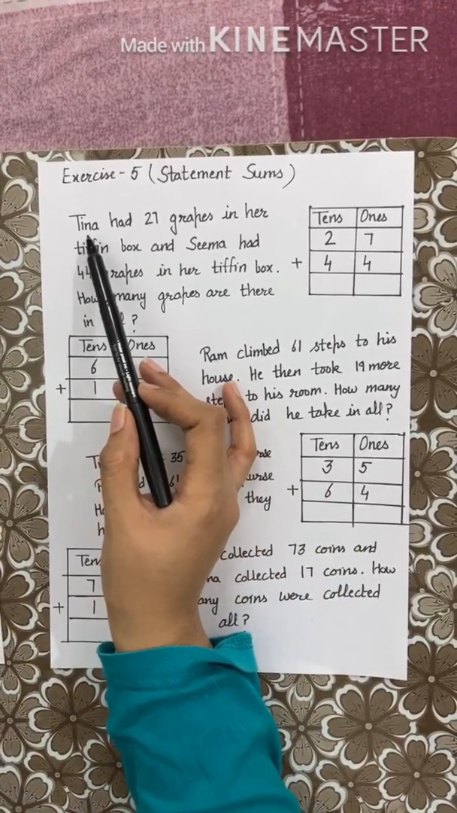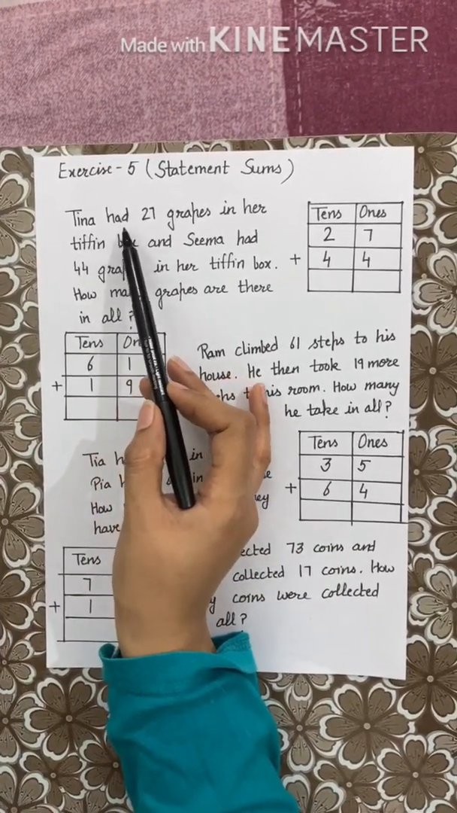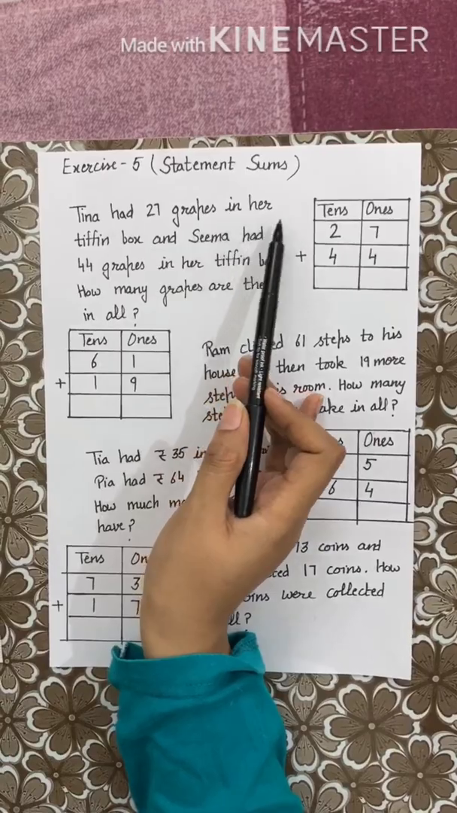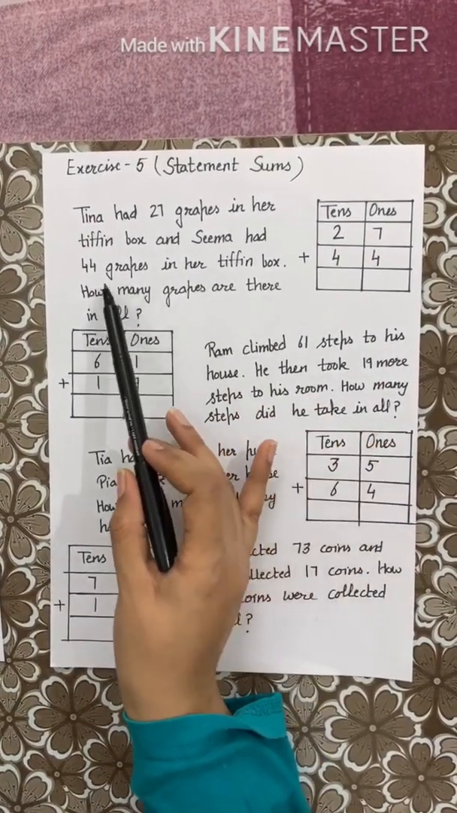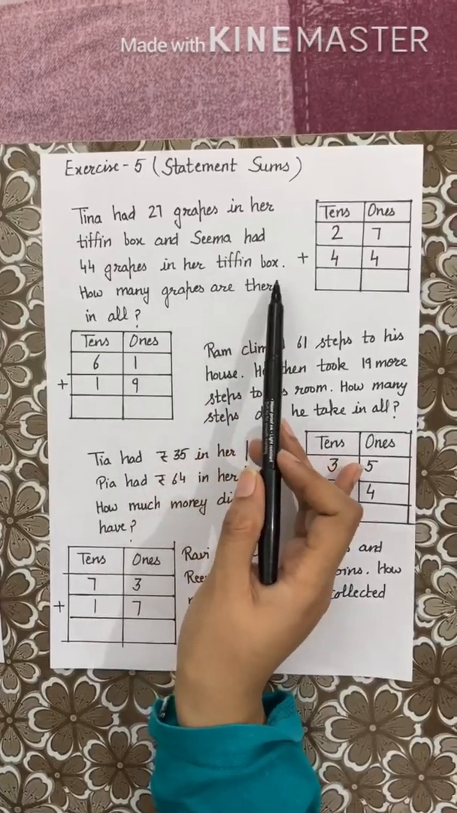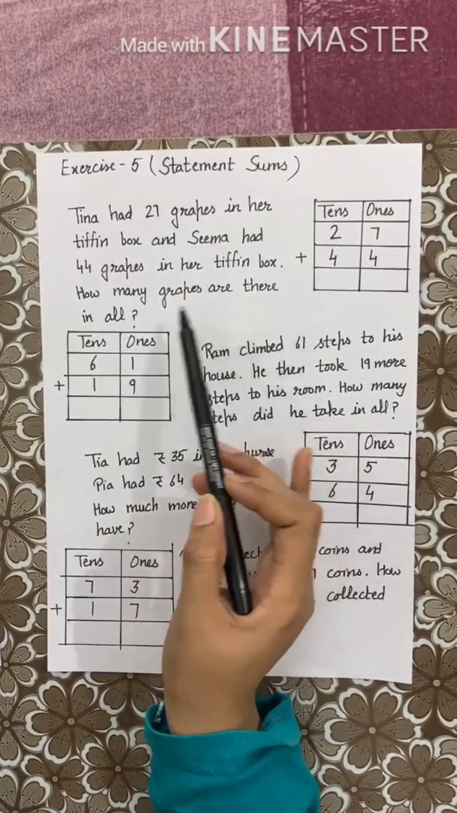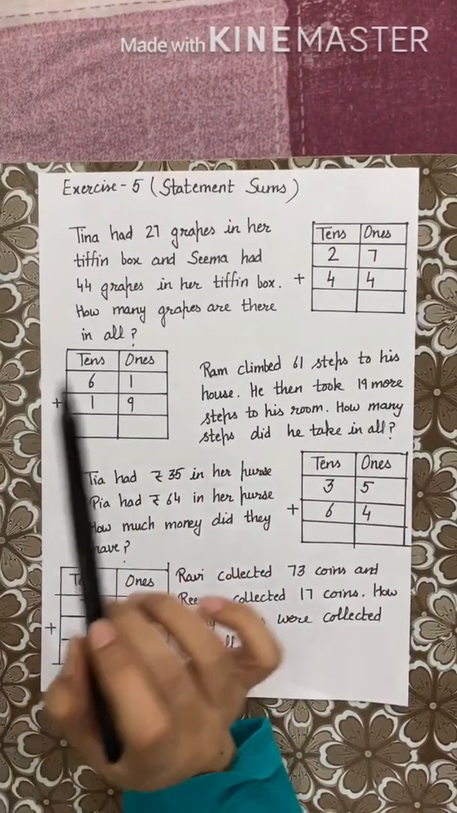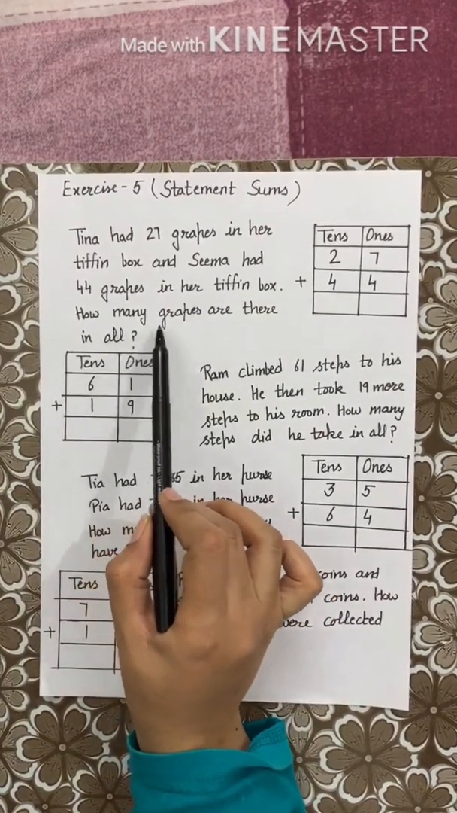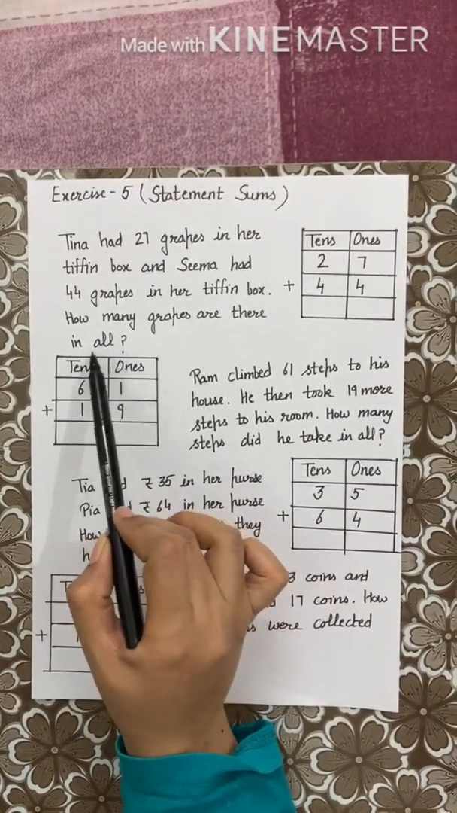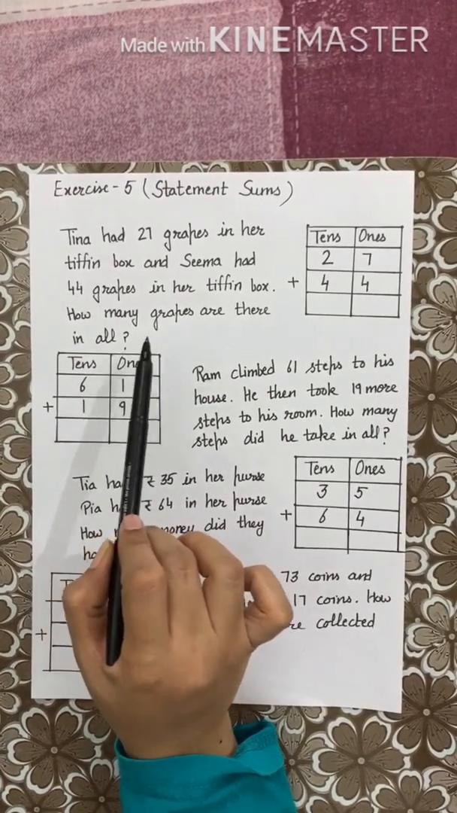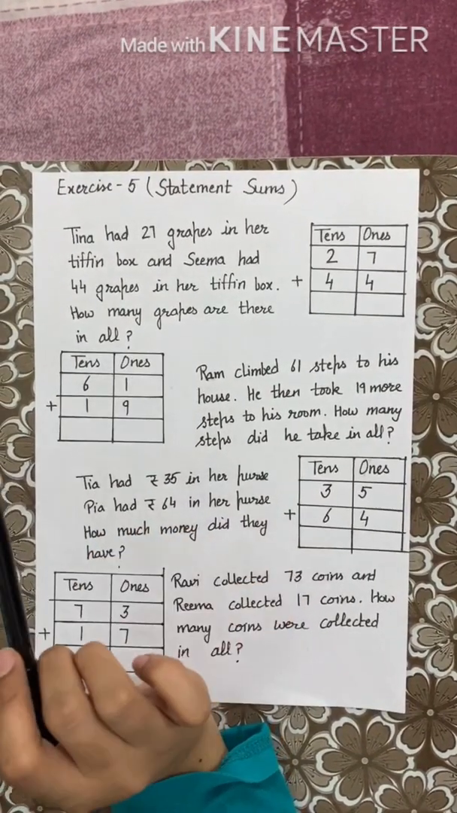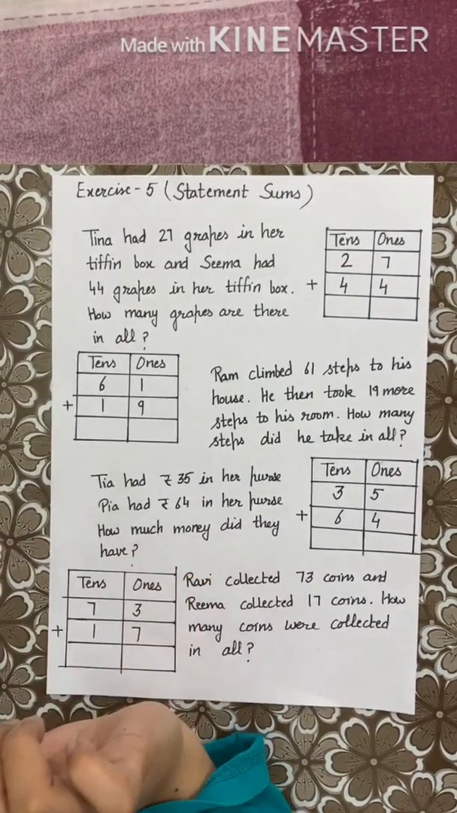As you can read the first one, Tina had 27 grapes in her tiffin box and Seema had 44 grapes in her tiffin box. How many grapes are there in all? When they are asking you how many grapes are there in all, they are asking us to calculate the total grapes, and for finding the total of something we always perform addition.